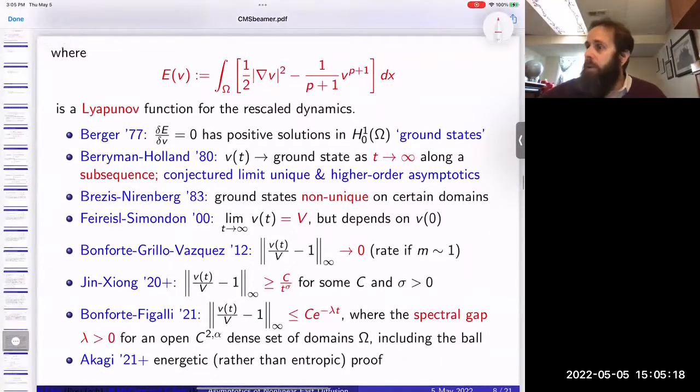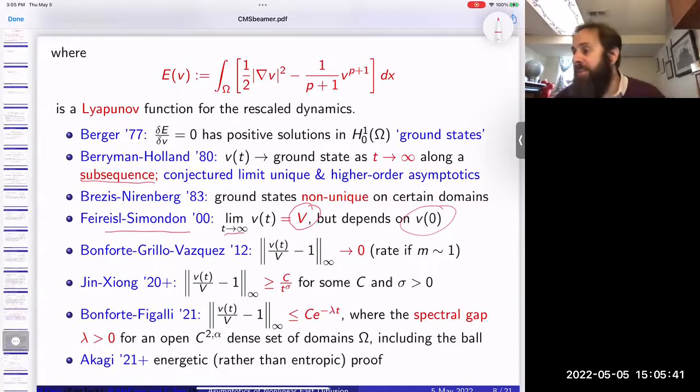Okay. About 20 years after the work of Berryman and Holland, Feireisl and Simondon were finally able to show that not only is the evolution converging along subsequences in time, but in fact, all subsequences converge to the same limit, but the limit depends on the initial condition where you started. And a decade after that, Bonforte, Grillo and Vazquez showed that if you take your solution and divide it by the thing that it's converging to, then in the so-called relative L infinity norm, this ratio is going to tend to 1. And if m was close to 1, they were able to show that this convergence is exponentially fast.